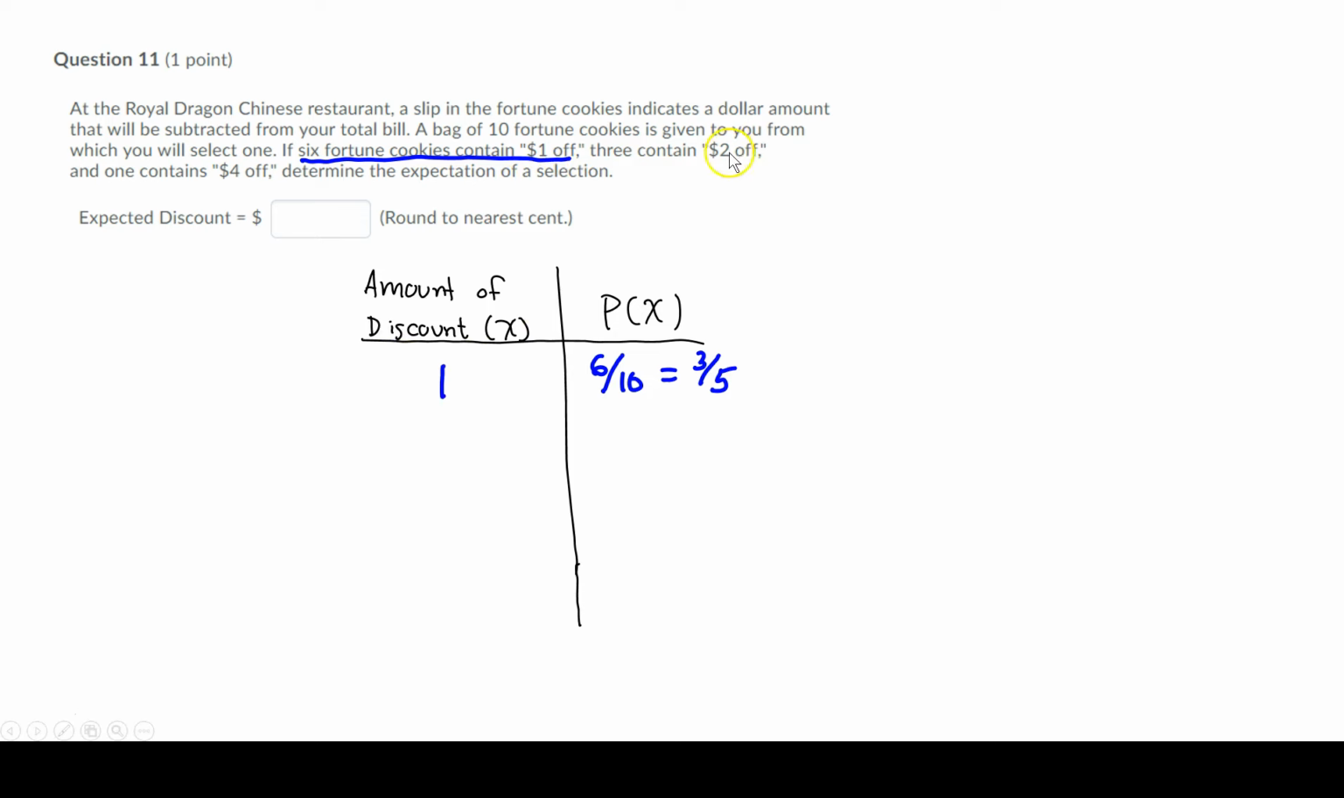We have $2 off as another possible discount, and there's 3 of those balls that contain that. And of course the last one is a $4 off. The amount of discount is 4, there's 1 out of 10 on that.